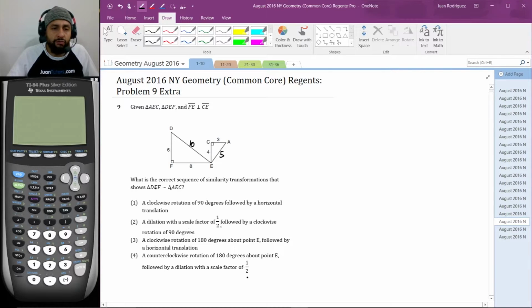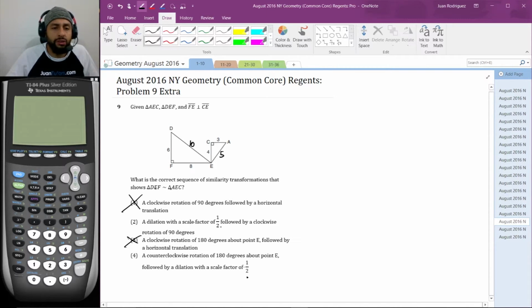So I see 2 and 4 have that. The first choice, the clockwise rotation 90 degrees followed by a horizontal translation, does not transform DEF to triangle AEC because AEC is just smaller. These are isometries. These preserve congruence, so it does not maintain similarity. Choice 3, a clockwise rotation of 180 followed by a horizontal translation. Again, both of those transformations preserve congruence, but do not change size.